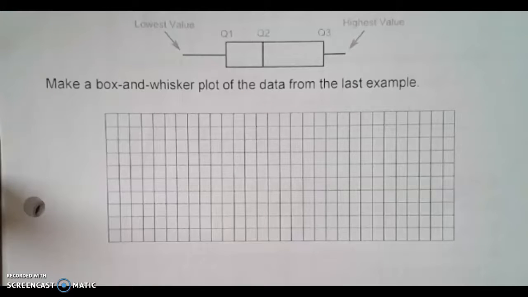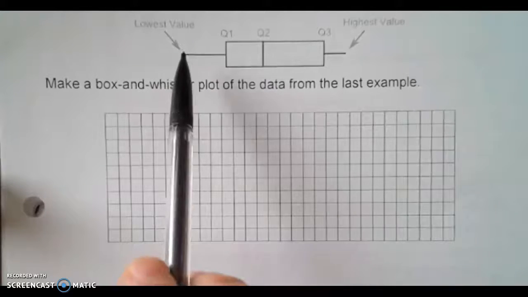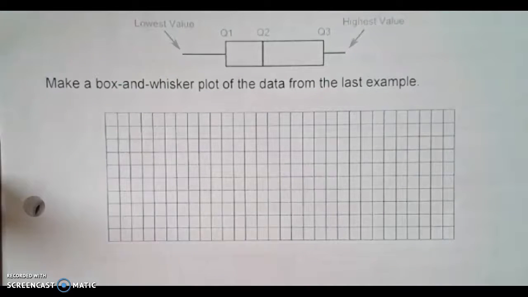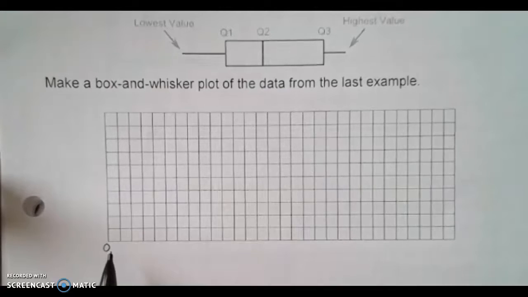We're going to create a box and whisker plot from the data in our last example. Before we can put our data on our little graph right here, the first thing I'm going to have to do is come up with a scale that I can use so that I can show all of my data. And in the end, we're going to get a picture that looks something like this. Okay, so at the very beginning, I'm always going to start with 0. Okay, and if I look back at my data, I can see that the smallest number in my list was 52. That means there was no data between 0 and 52, so I'm not going to worry about showing all of the numbers between 0 and 52.